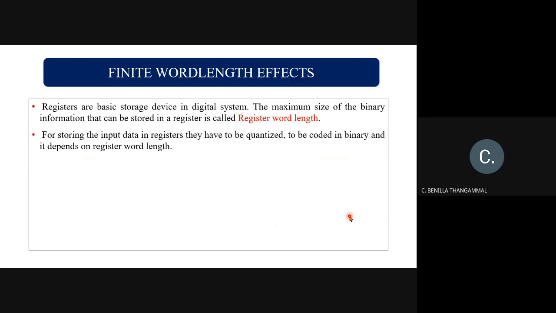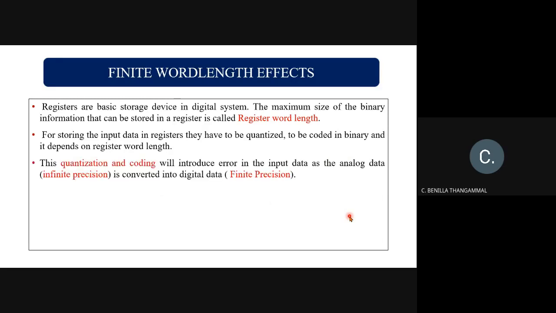So for storing input data in the register, it has to be quantized and coded into binary, and this depends on the register word length. This quantization and coding will introduce error in the input data, as the analog data, which has infinite precision, is converted into digital data, which has finite precision. So infinite precision is converted into finite precision, which means we are going to lose something. For that, an error will definitely be introduced into the system.